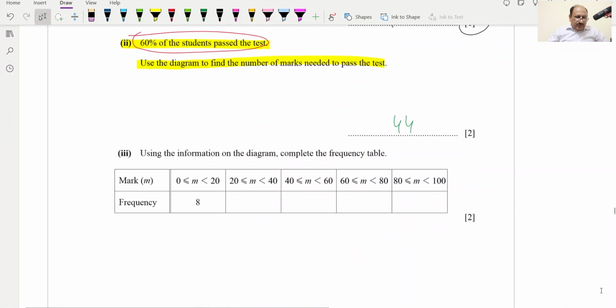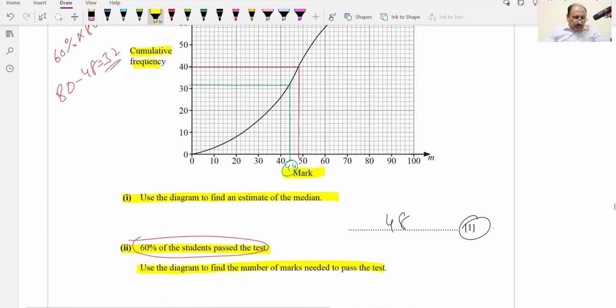Then they are saying, using the information on the diagram, complete the frequency table. So from 0 to 20, the frequency is 8. We check the reference for 0 to 20, and we can see this value is 8 over here.